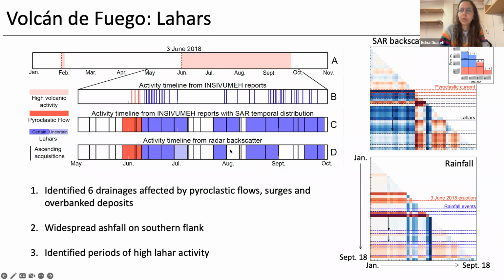Some of the ones that we completely missed, such as these ones in September, we think are because the lahars were quite small and potentially either didn't reach far enough down the drainage system to cover multiple grids, or were too small in magnitude to actually be observed.